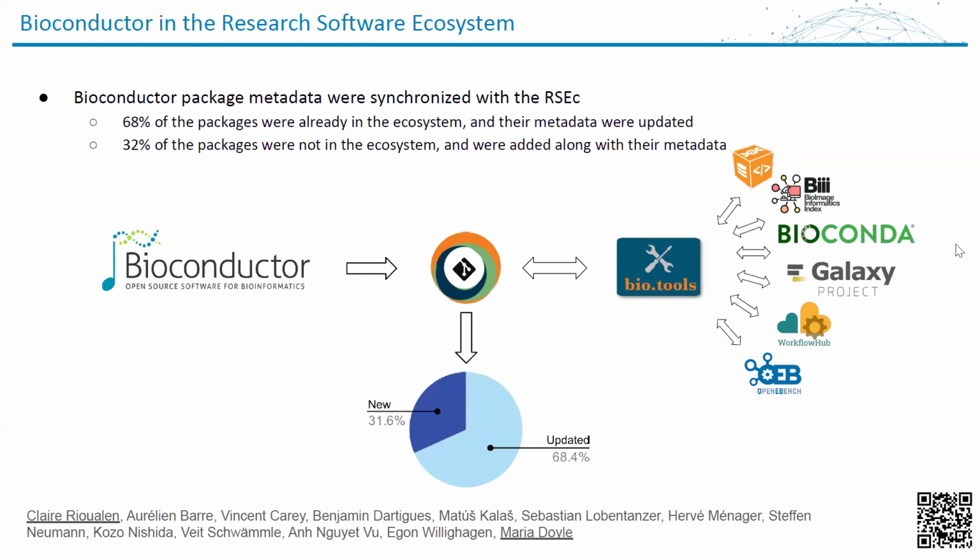The second thing we did was to synchronize the metadata with the ecosystem, and about 68% of the packages were already in the ecosystem, so their metadata were updated. And 32% of packages were not there yet, so the entries were created and the metadata were imported. We did that a couple of years ago, I think it was Bioconductor release 3.20. Basically we added 700 new packages in the ecosystem. We also did that at the BioHackathon in 2024.